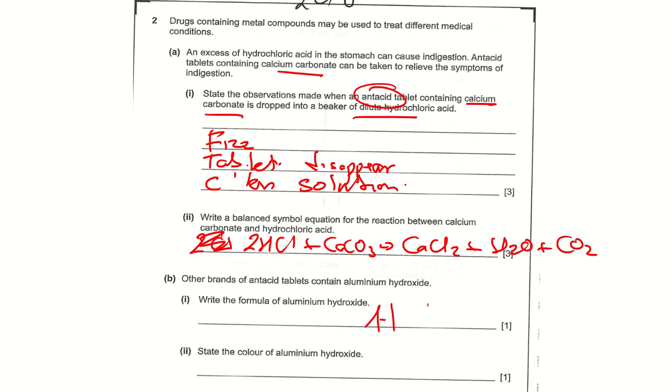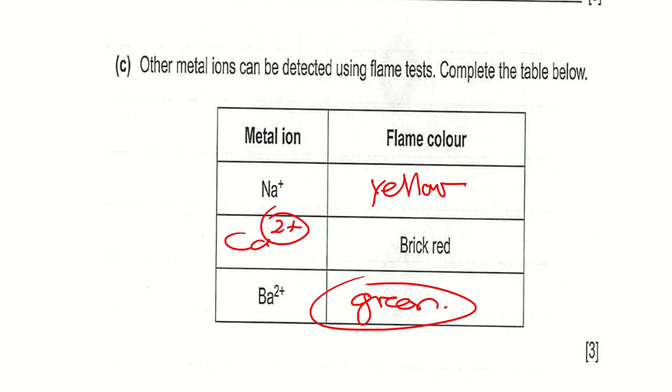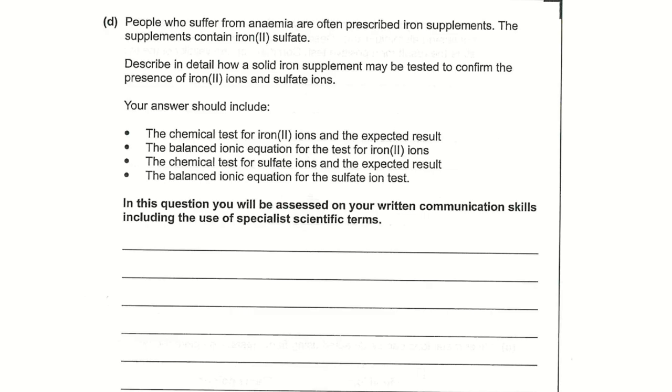Formula of aluminium oxide is that. Colour of aluminium oxide, remember that aluminium oxide is just white, that's the colour. It's a white solid. I don't need to write solid, it doesn't ask me for that. Flame colour here, these are all getting very samey now. Yellow or orange, fine. Calcium, remember it's a 2+ ion, make sure you get your charges right. Barium isn't actually on the GCSE spec anymore, but it's kind of a nice apple greeny colour.